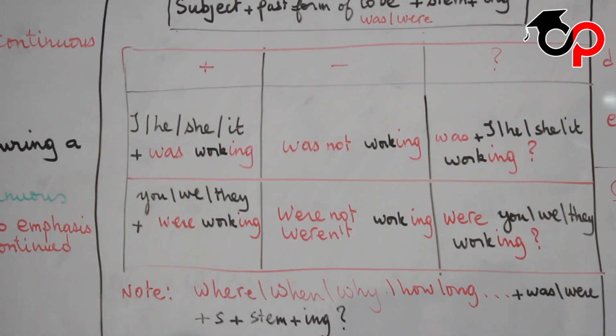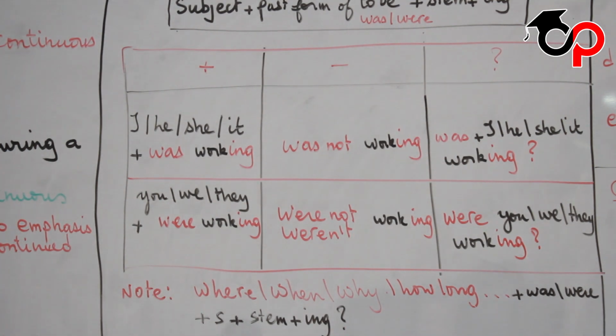He was working. She was working. It was working. But you were working. We were working. They were working. So, with I, he, she, it, we use was. With you, we, they, we use were.